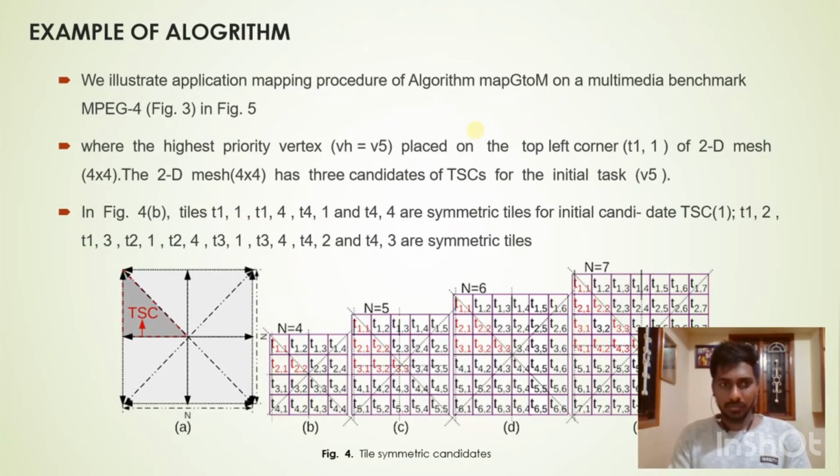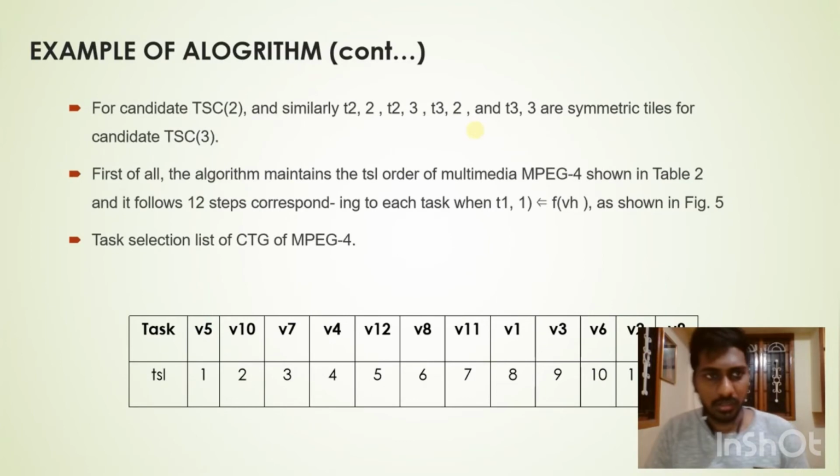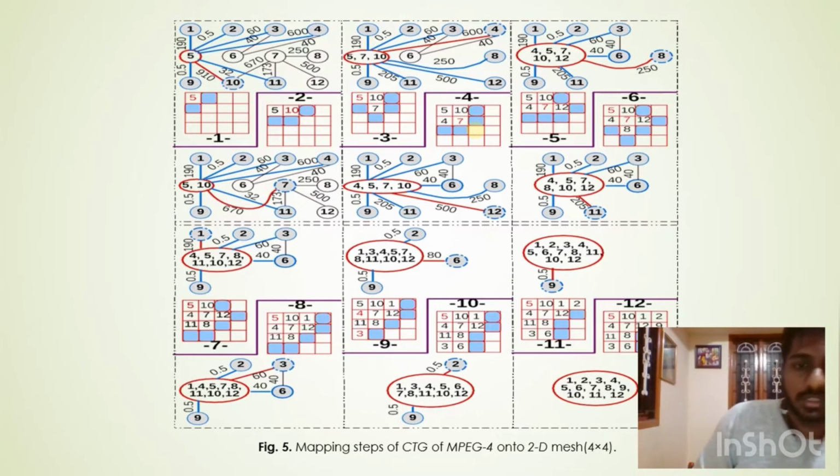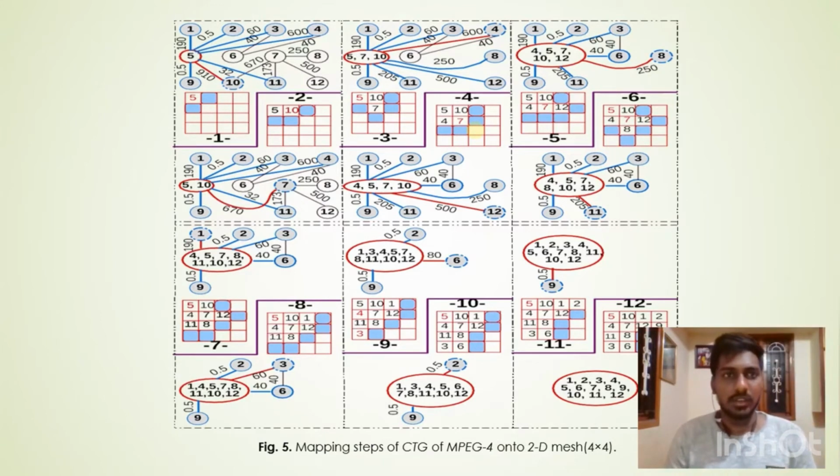What I told was this TSE. If we split 4 into 4 as a 4 8, there will be 8 partitions. These 8 partitions will be symmetric to that. Figure 4 represents that. I can explain the algorithm easily with respect to this figure. Mapping steps of CTG.